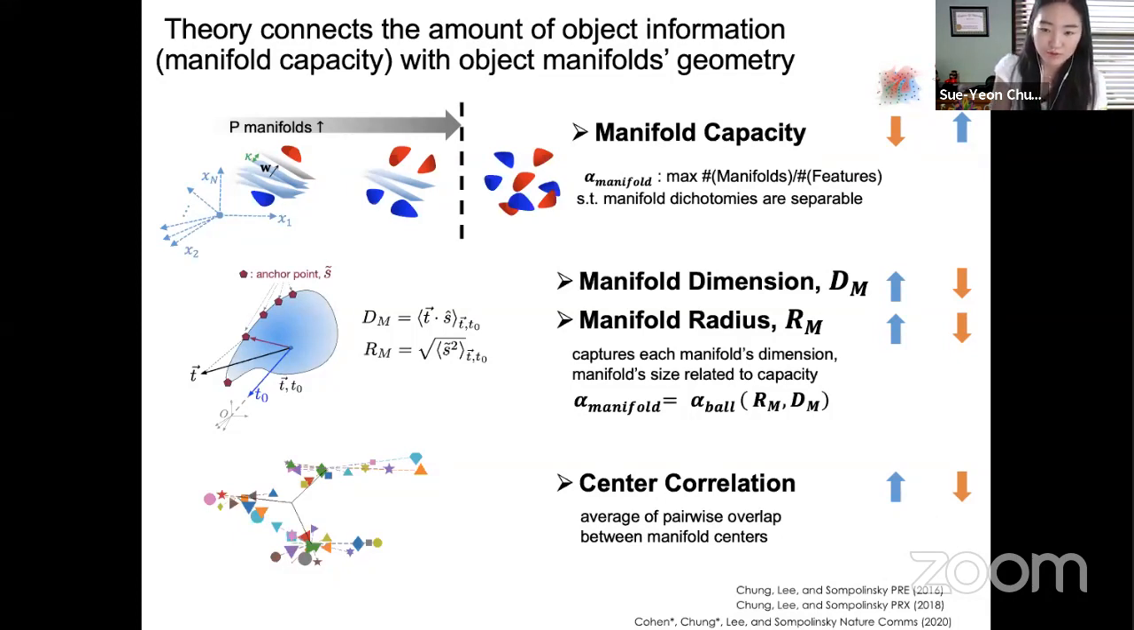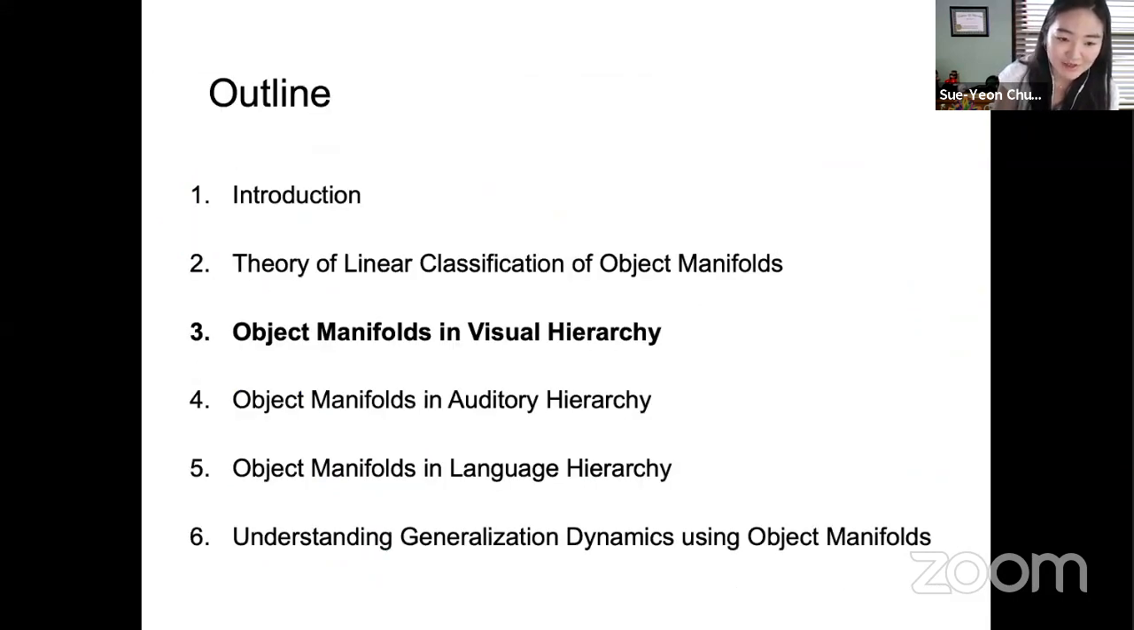And without more details, we'll go to the applications.